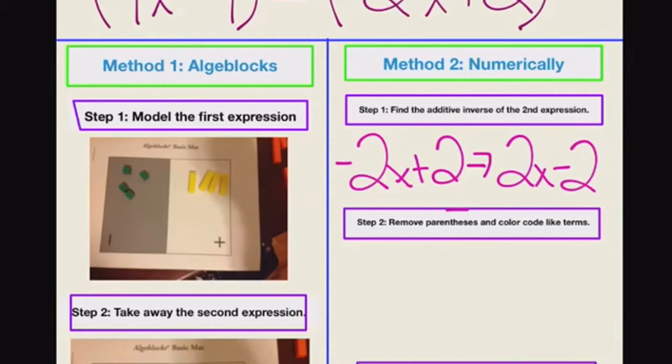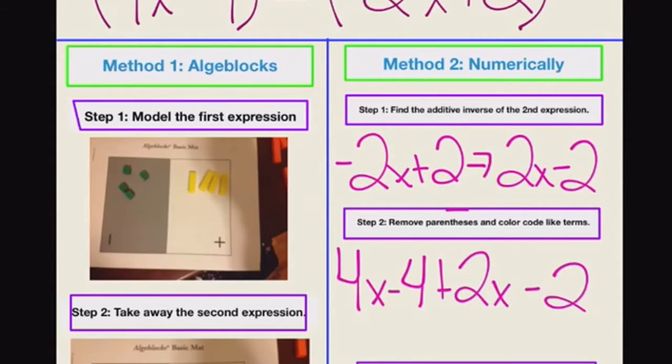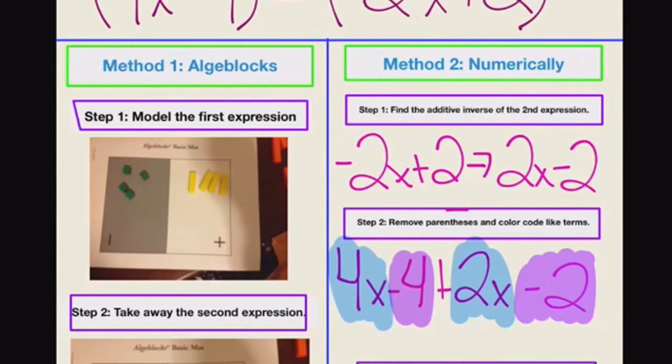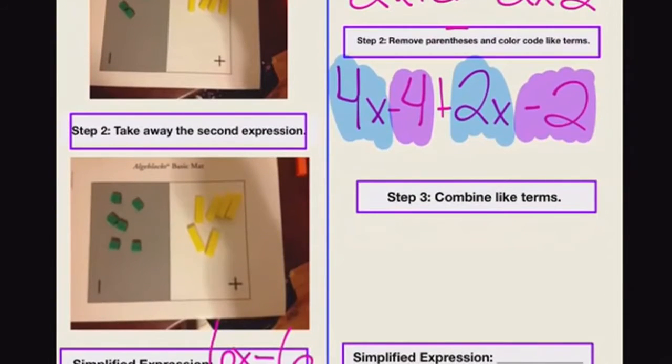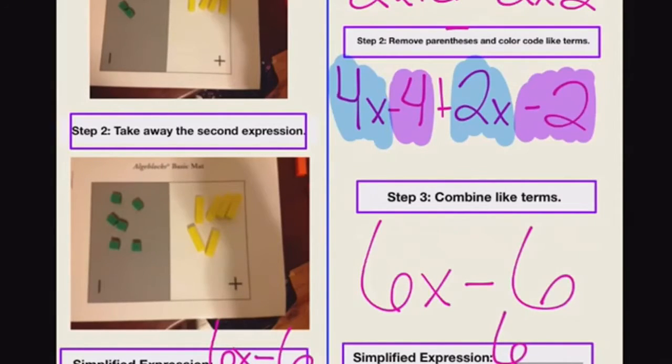So let's go ahead and rewrite our expression. 4x minus 4 plus 2x minus 2. And then go ahead and color code your like terms. So we've got 4x and 2x, and minus 4 and minus 2. Okay, combine your like terms. 4x plus 2x is 6x. Minus 4 minus 2 is minus 6. So our simplified expression is 6x minus 6. Okay, and again, you can see we got the same answer both times.